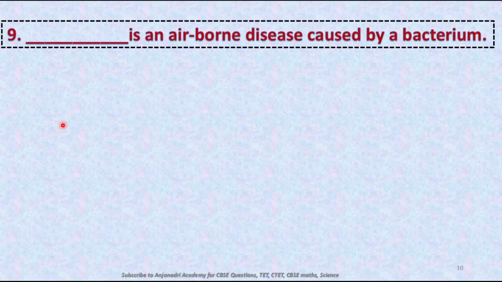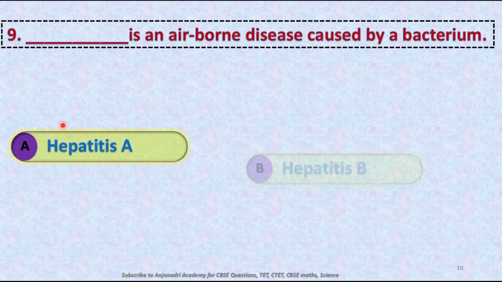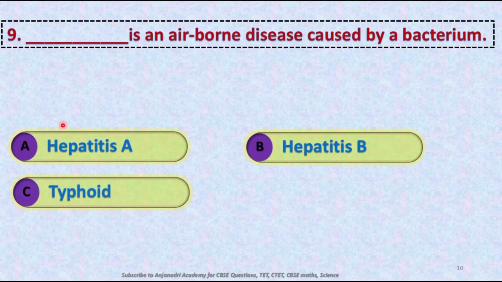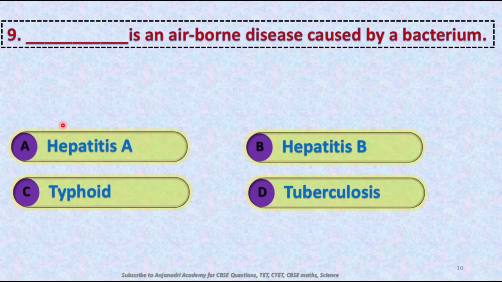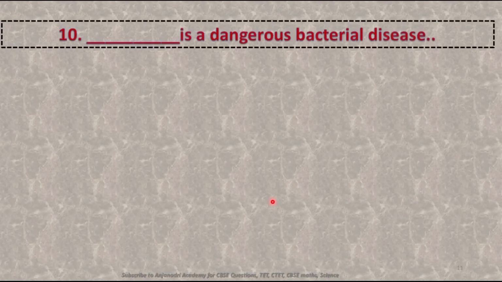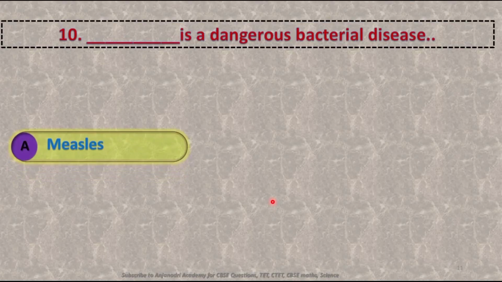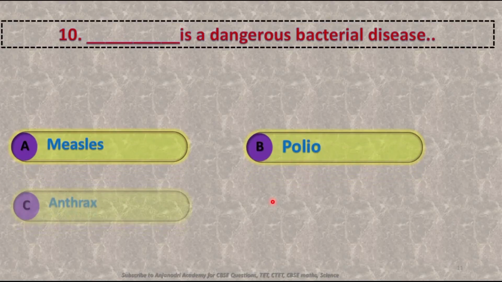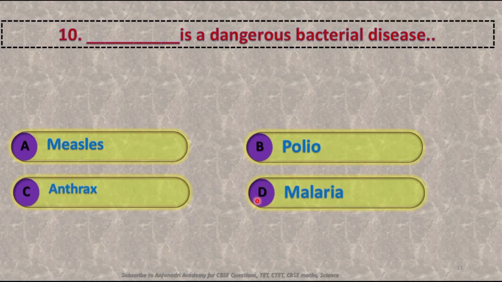The next question is, dash is an airborne disease caused by a bacteria: hepatitis A, hepatitis B, typhoid, tuberculosis. We know that tuberculosis is caused by a bacterium and is an airborne disease. Therefore, the correct answer is option D. Here is the next question. Dash is a dangerous bacterial disease: measles, polio, anthrax, and malaria. The correct answer is anthrax. It is a dangerous bacterial disease. Option C is the correct answer.